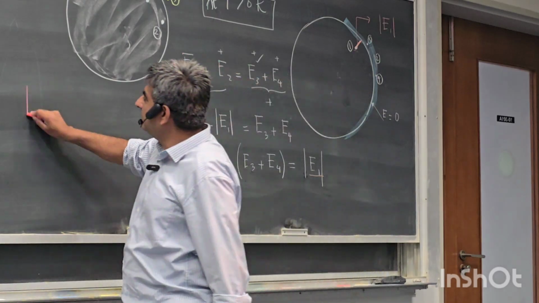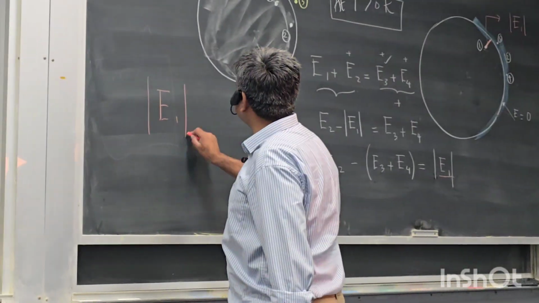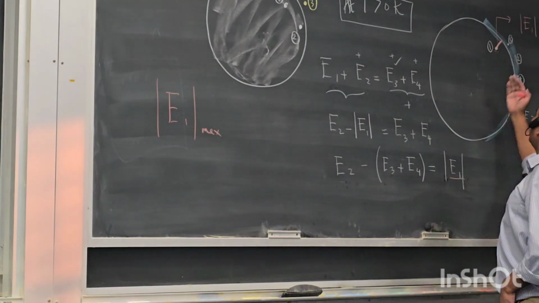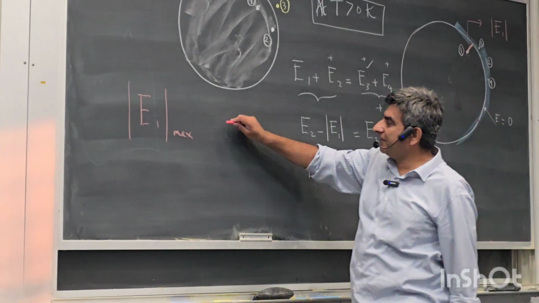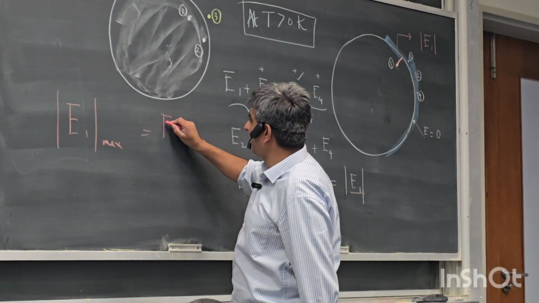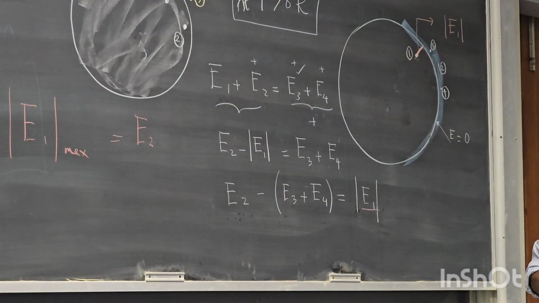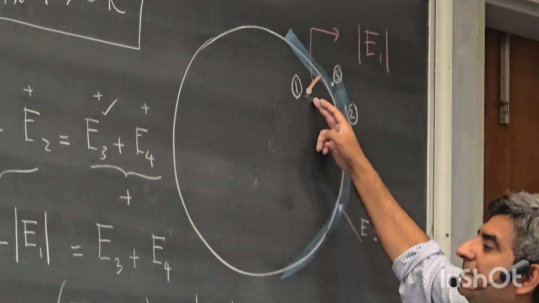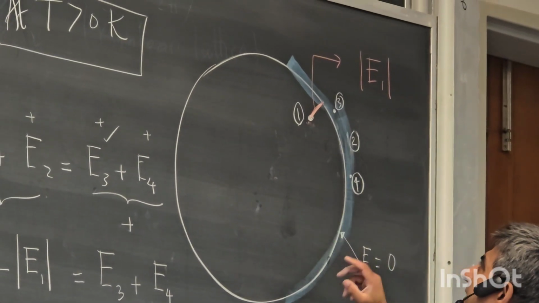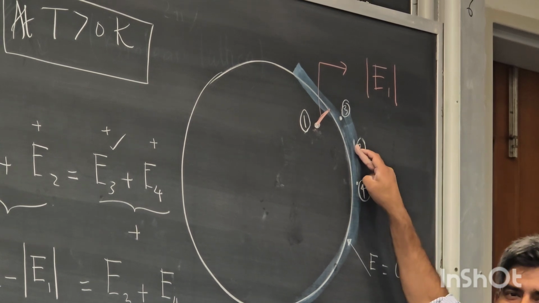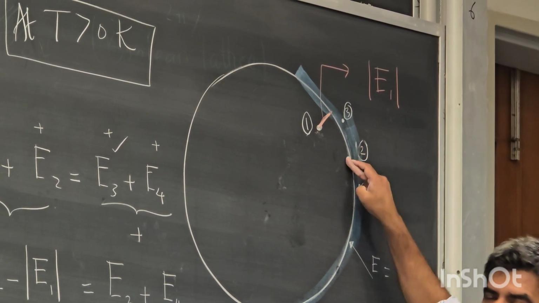So the E1 maximum is when E3 and E4 are 0, and they're very close to the Fermi sphere. So the maximum value this can take is E2. Which means that the maximum distance E1 can be from the Fermi sphere is determined by how far the other interacting electron is from the Fermi sphere.